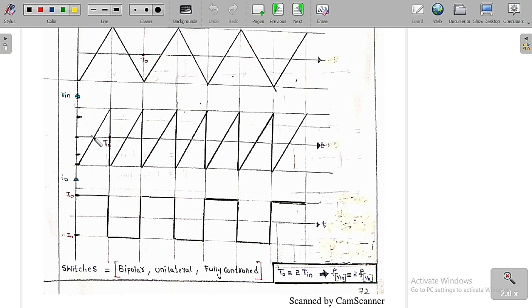And I have already told you whenever T1 and T2 are on, the output voltage is equal to the input voltage, same as this one. Whereas whenever T3 and T4 are on, the output voltage is the negative of the input voltage, or simply the input voltage is the negative of the output voltage. So we are going to get it in this manner. If you know the output current, then you can easily find the output voltage, and if you know the output voltage, then you can easily figure out the input voltage.